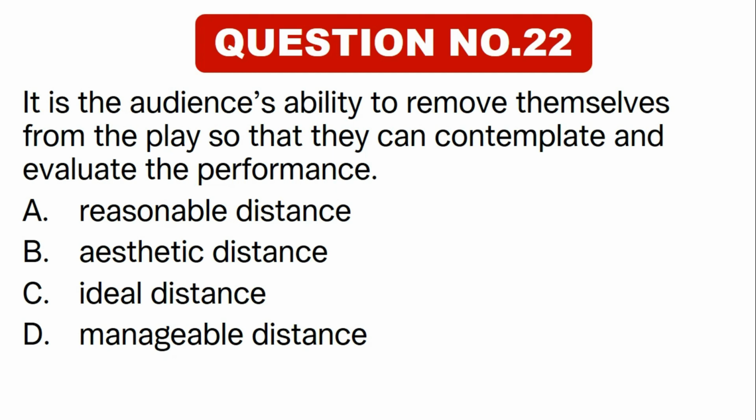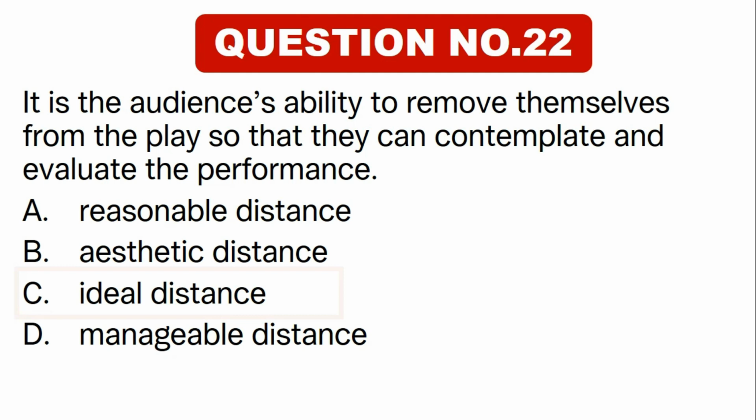D. Manageable distance. Again, it is the audience's ability to remove themselves from the play so that they can contemplate and evaluate the performance. A. Reasonable distance. B. Aesthetic distance. C. Ideal distance. D. Manageable distance. The correct answer is B.